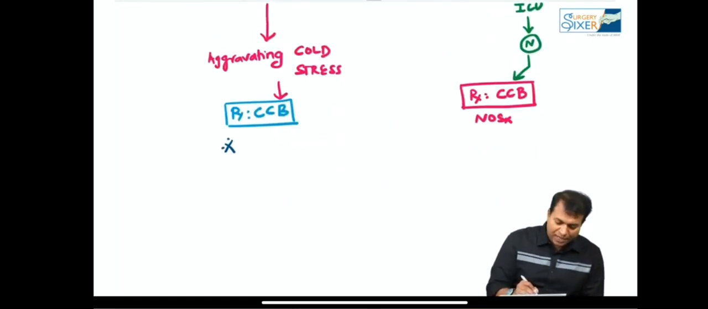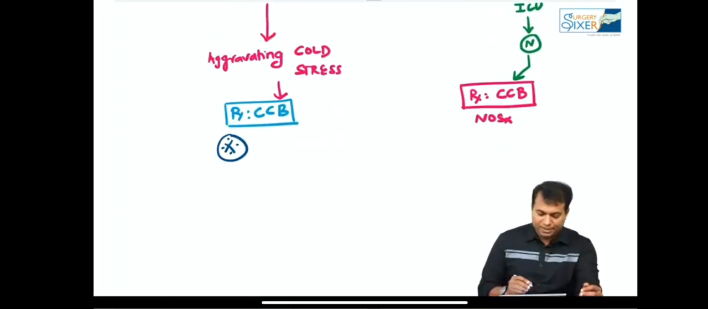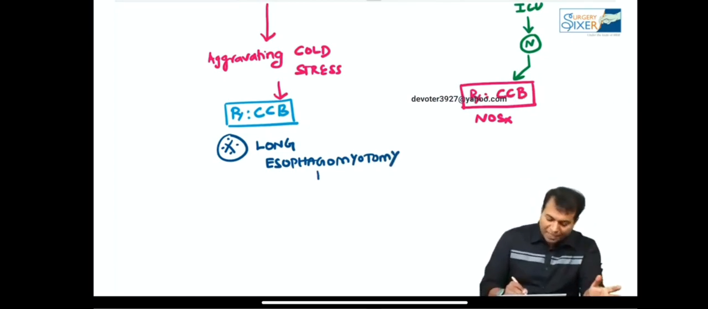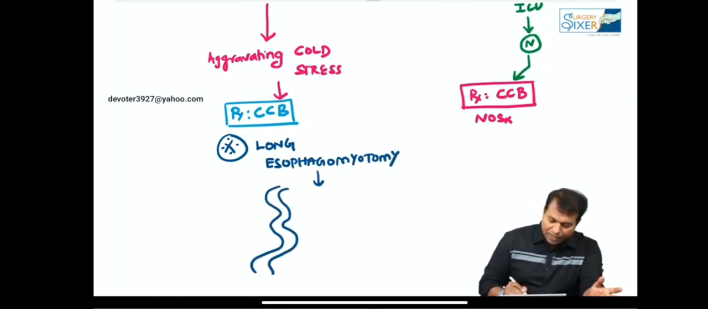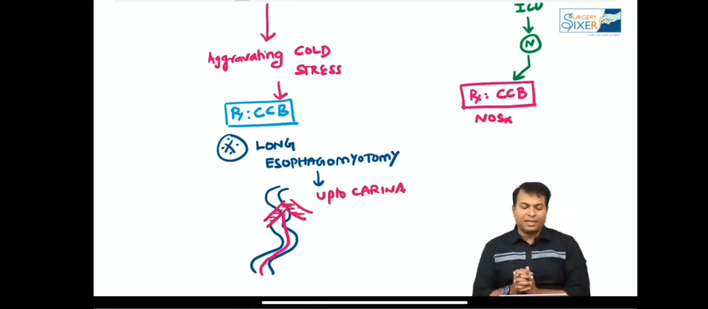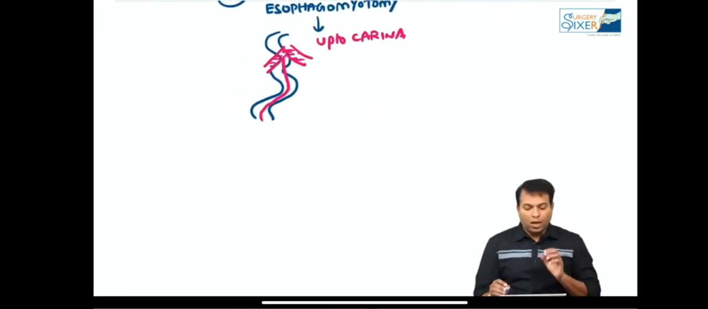The surgery is known as what? This is an expected question for your next exam. Long esophagomyotomy. In case of achalasia, how long did we do the myotomy? About 6 to 8 cm. But in this condition, the esophagus will be like this. We have to do the myotomy up to the bifurcation of the trachea, known as the carina. Please don't forget, up to the carina we do myotomy in these cases. So the point is, long esophagomyotomy is done.